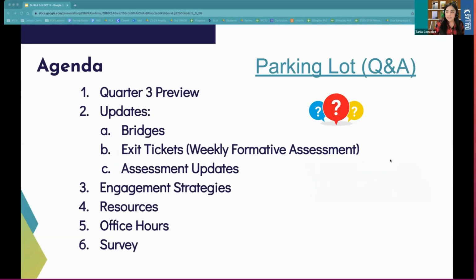Okay, so our agenda for today. First, we will go over the quarter 3 preview, the highlights for every grade level. We will explore the updates that we have for quarter 3, including bridges and exit tickets. We will talk a little bit about that in a bit. Assessment updates, and then we will go over engagement strategies, resources, office hours, and at the end we will have the survey with the attendance.